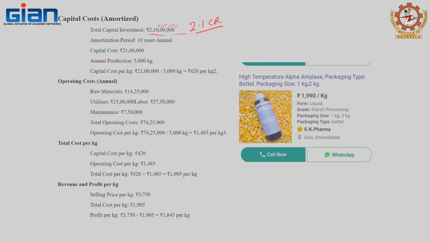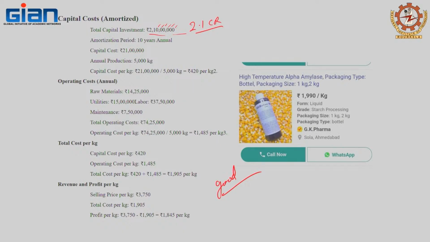Our raw material cost is 14,25,000 for the entire year. Utilities 15 lakh, labor 37 lakh 50,000, maintenance 7 lakh 50,000. Then the total operating cost comes out to be 74 lakh 25,000 rupees. And the operating cost per kg comes out to be 1485 rupees per kg.